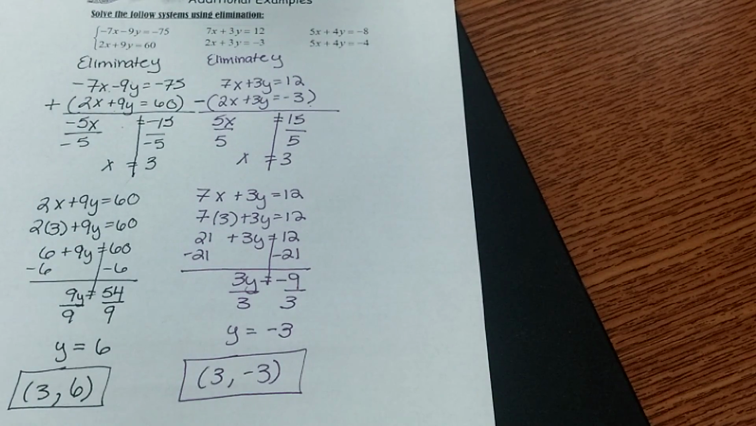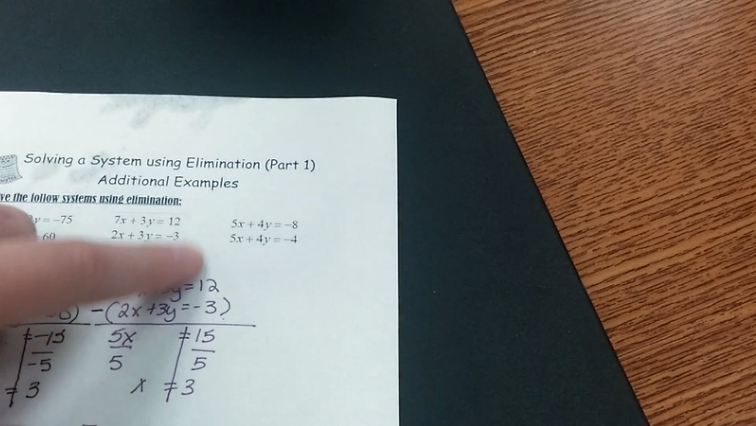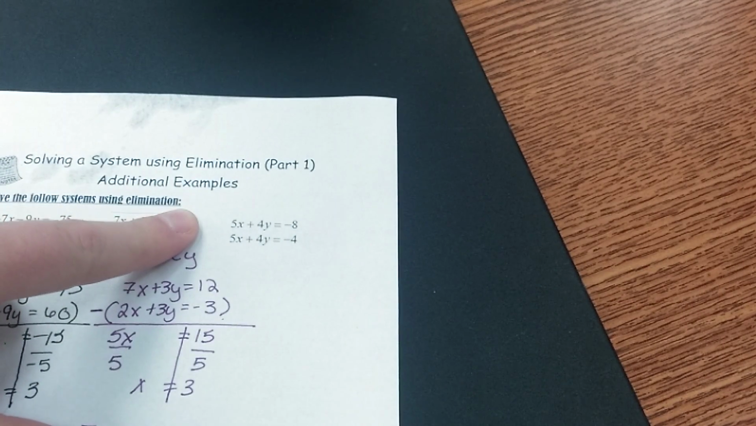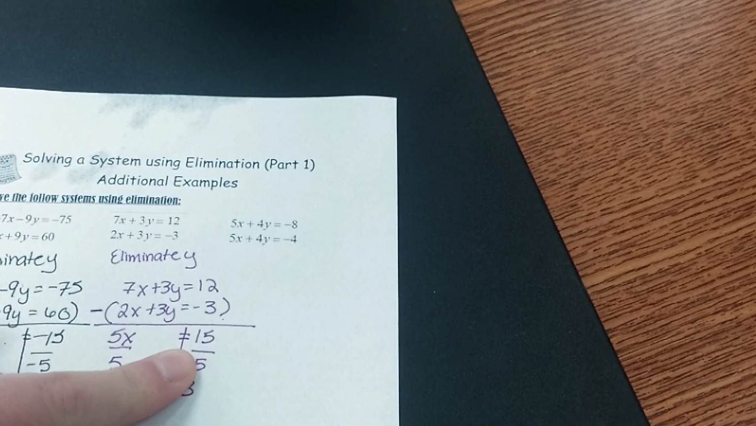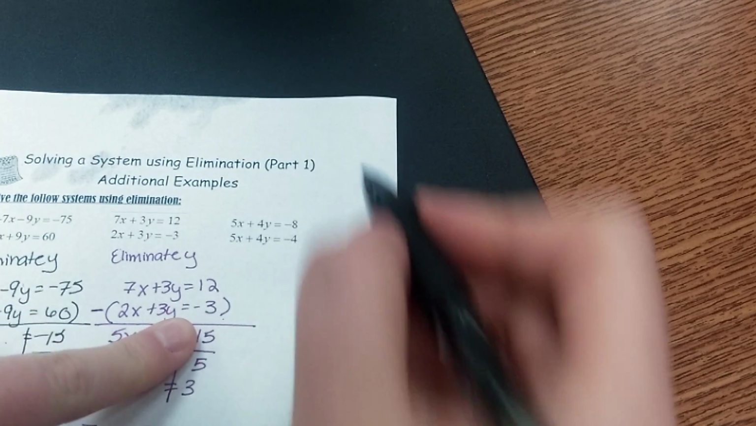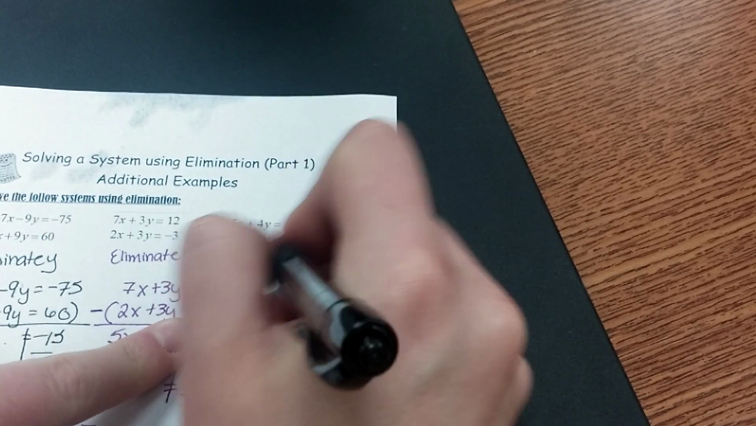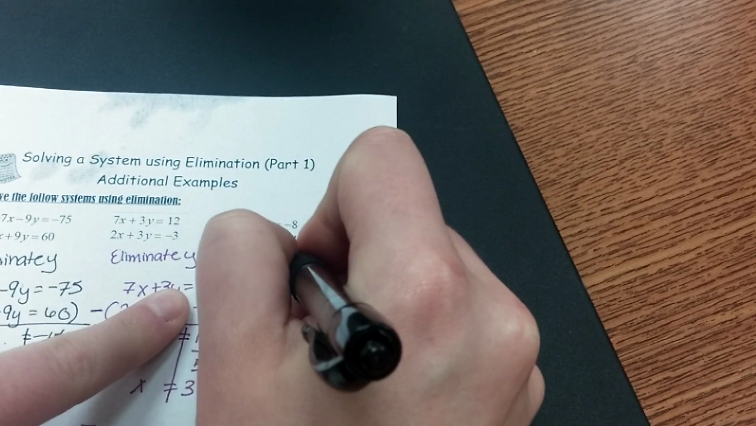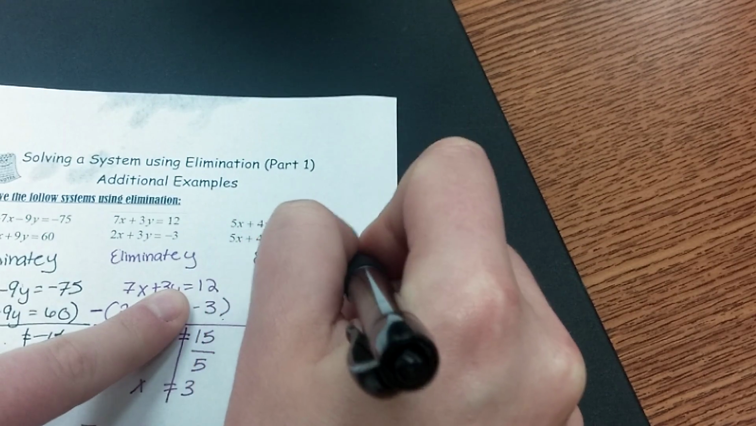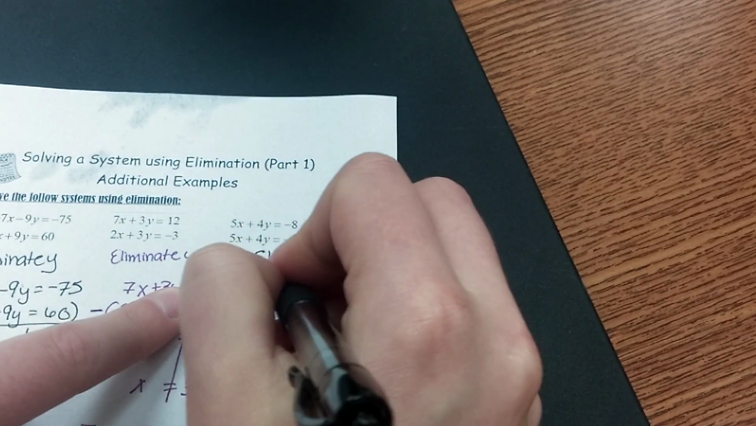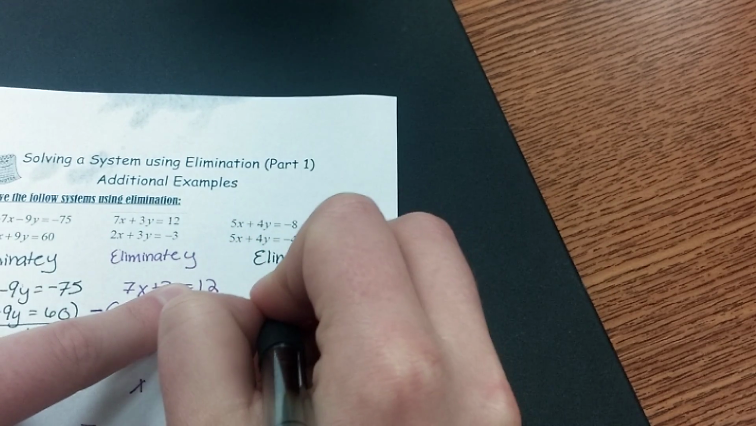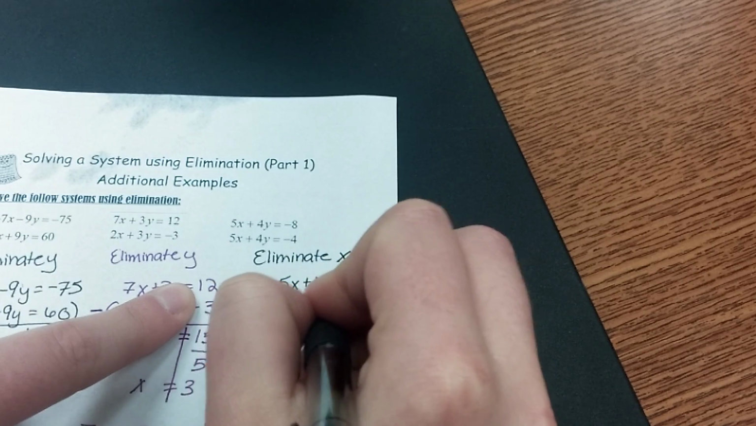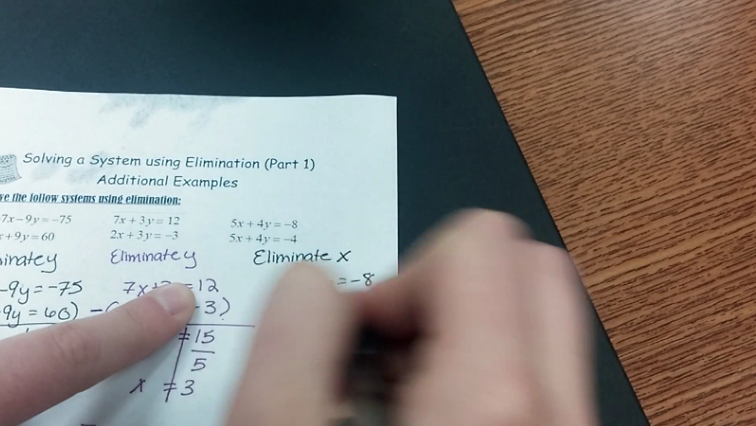All right, last example for today. If I take a look at this system right here, I notice something. I notice that I can either work to eliminate x or eliminate y. So I can go ahead and choose. Since we've been eliminating y this whole way through, let's go ahead and eliminate x. Okay, so I have 5x plus 4y equals negative 8, and 5x plus 4y equals negative 4.